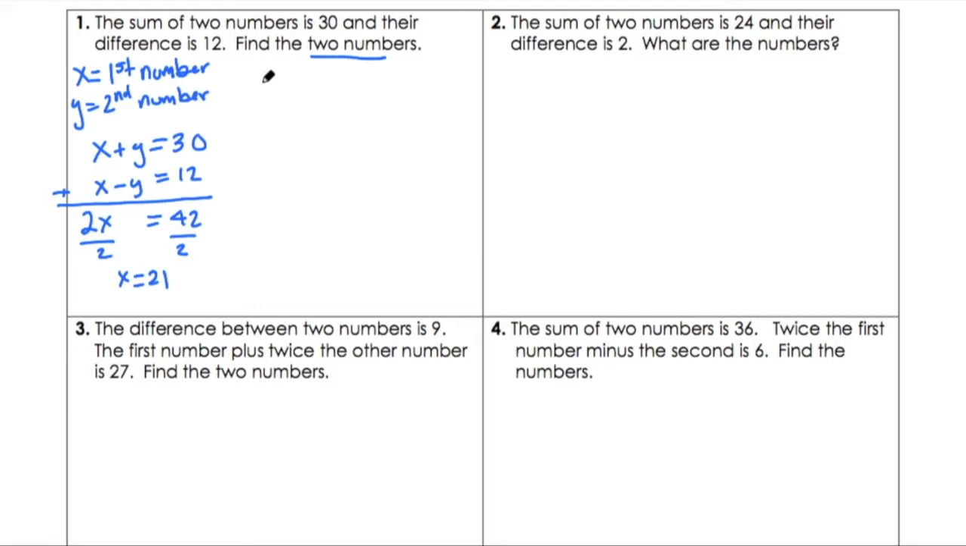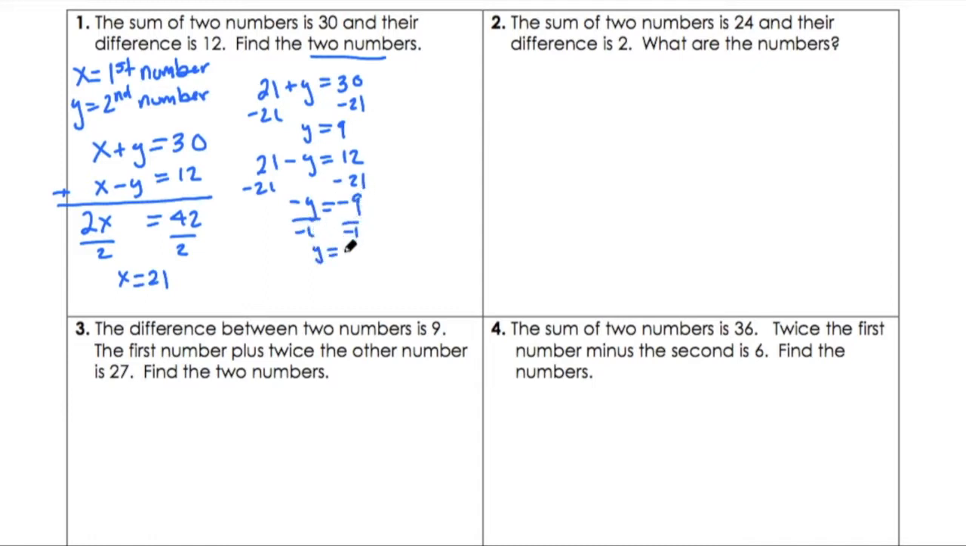For our first equation, we have 21 plus y equals 30. And if we subtract 21 from both sides, we get that y is equal to 9. If we really want to be sure, we can plug this into our second equation as well to see if we get the same answer. So 21 minus y should be 12. If I subtract 21 from both sides, I'm going to get negative y equals negative 9. And if I divide by negative 1, I get y is equal to 9. So that confirms that my other number is 9.